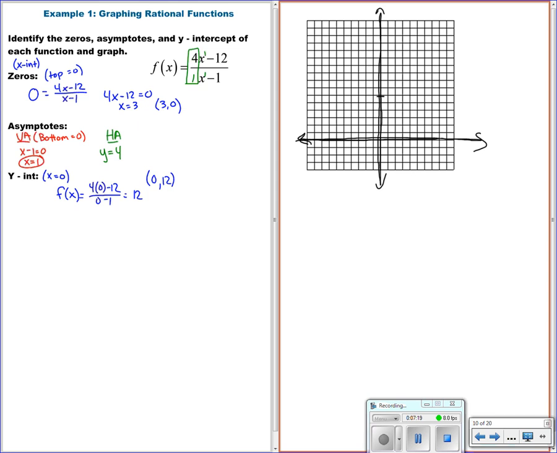Okay, so now that we have our axes drawn in, put in your vertical asymptote, and notice, vertical asymptote is a line, x equals 1. Draw in your horizontal asymptote. Notice I have it written as a line. I want it written as a line. Plot the points. 0, 12, 4, 5, 6, 7.